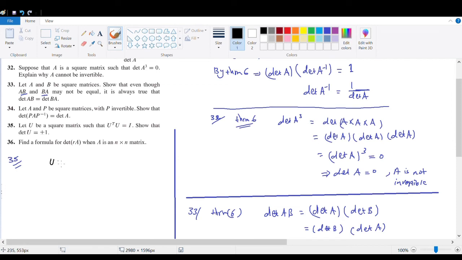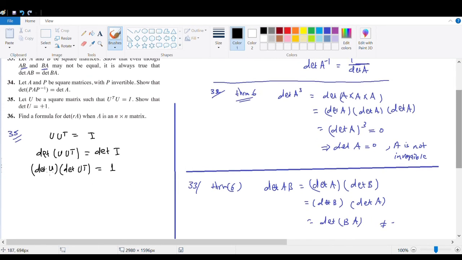So we start by U transpose U is equal to I. If we put determinant on both sides, determinant of U transpose U is equal to determinant of I. We use theorem 6, so this will give us determinant of U multiplied by determinant of U transpose. We know that determinant of I is just 1. It is known from the theorem that determinant of U and determinant of U transpose are equal. So this is just determinant of U all squared is equal to 1. So from here we conclude that determinant of U is equal to plus or minus 1. Just take the square root of both sides.